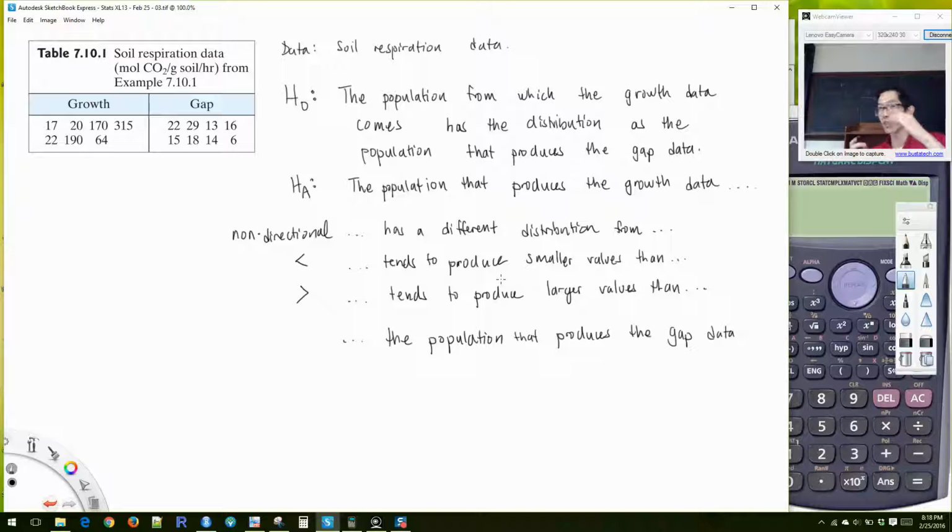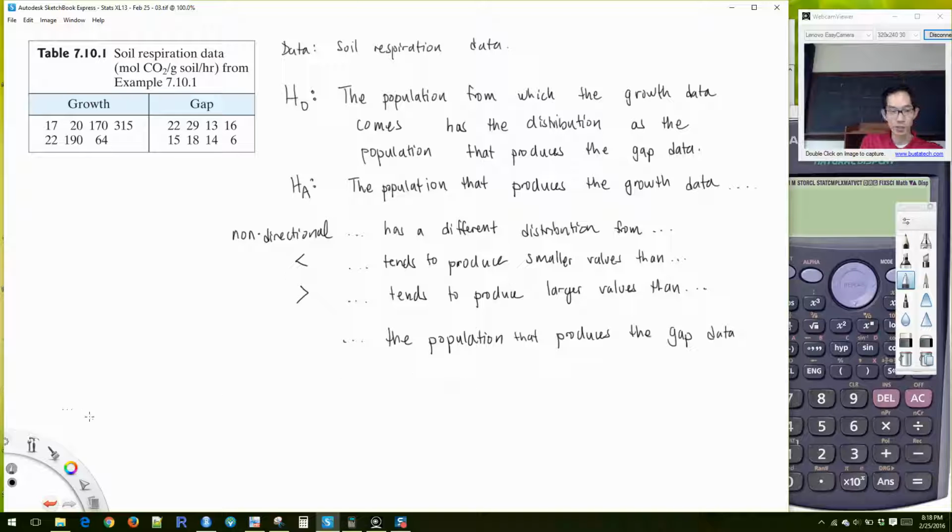We're just saying this population tends to produce values like this, and this population tends to produce values like this. The null hypothesis says that these two distributions are the same, essentially, and then the alternative says one of these is making bigger or smaller values than the other. So this is how we write our null and alternative hypotheses for a non-parametric test.